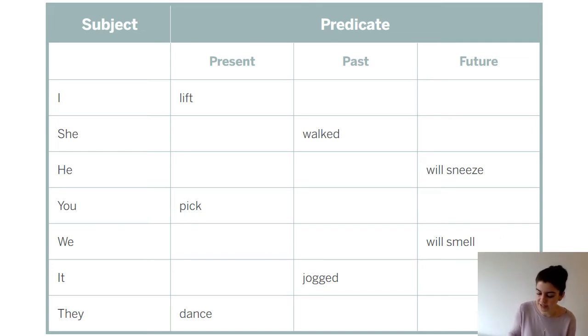Our next subject is you, and they give us the verb pick. You pick flowers. Let's turn that into a past tense verb. This one, everything is normal. You're going to rewrite that word pick and add your past tense ending. You should have gotten the word picked.